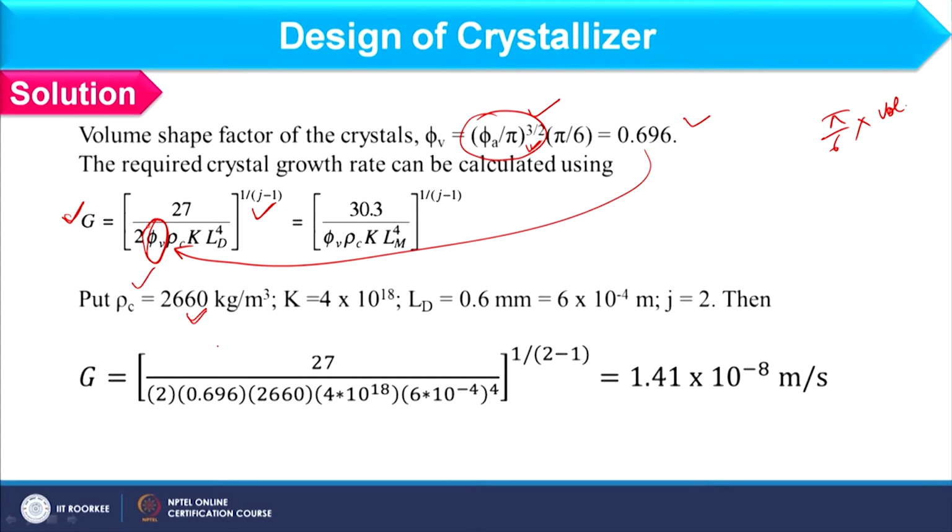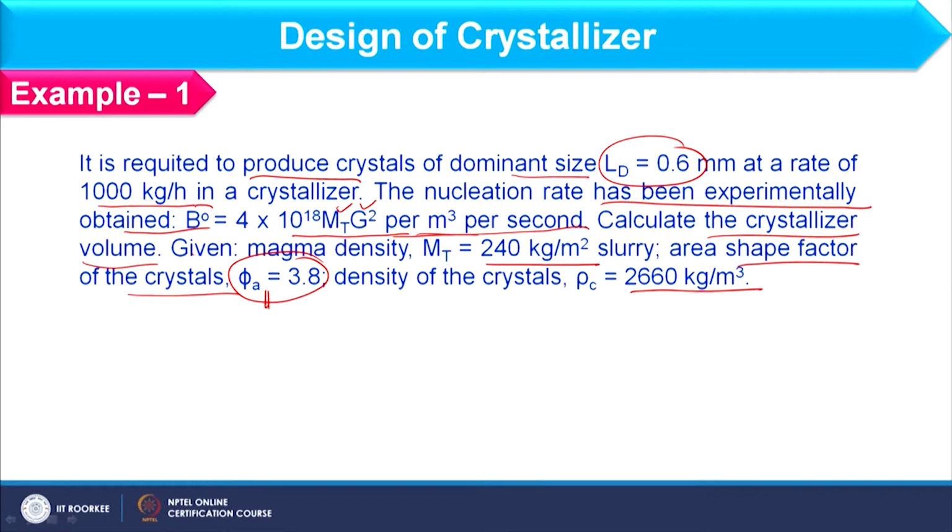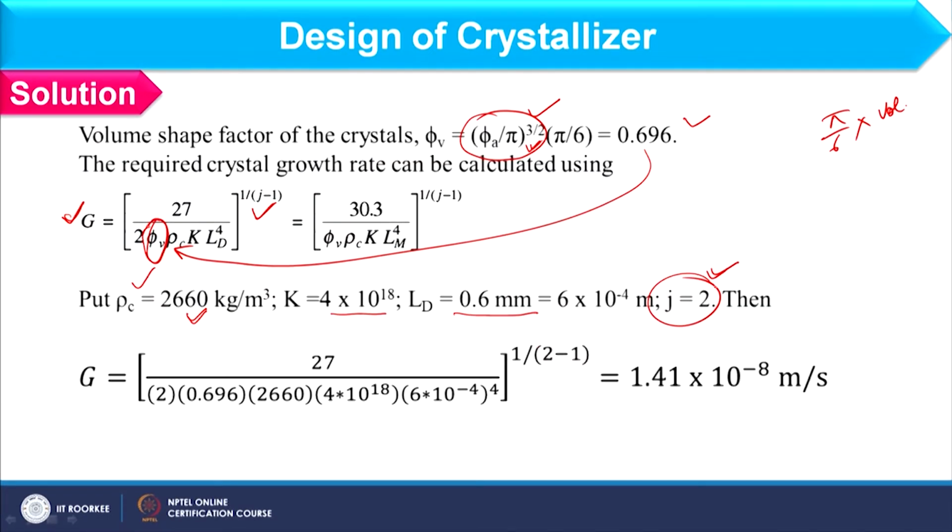is given as 2660 kg per meter cube. K value is 4 into 10 power 18, LD is 0.6, and J is 2. How can we obtain J equal to 2? If you focus on the B naught expression, J is basically this factor, so in that case J is 2. Considering all these parameters we can find the G value as 1.41 into 10 power minus 8 meter per second. That is basically the growth rate of the crystal.